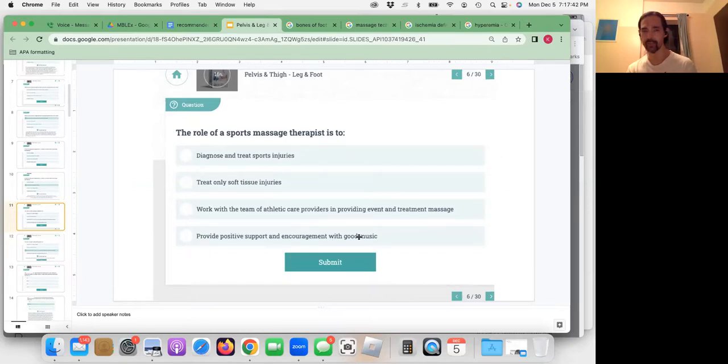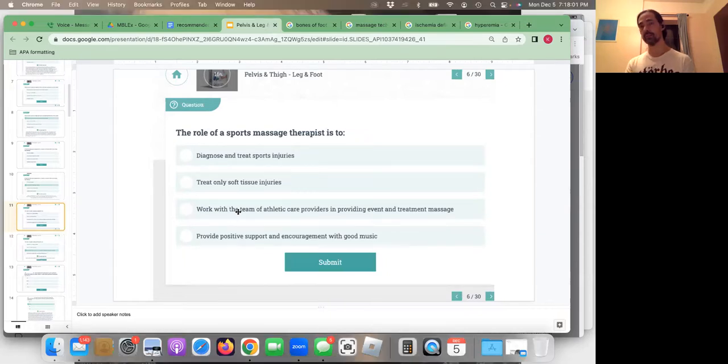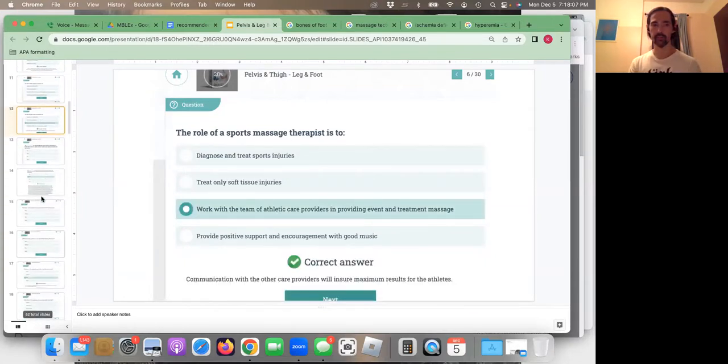Positive support, yeah. Encouragement with good music. If I were to take that answer seriously, I would say, well, I think every provider would do that. That's not unique to a sports massage therapist. But working with a team of athletic care providers and providing event and treatment massage, yeah, that's not the only thing that they would do. But it doesn't say only work with the team, right? So it should be that one.